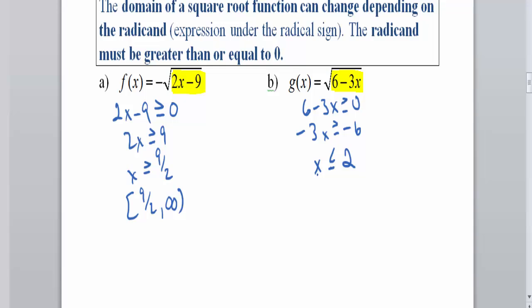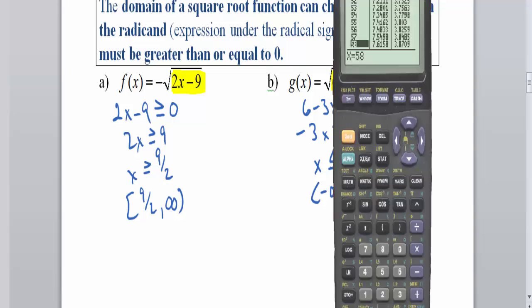So this is saying that the domain is everything less than or equal to 2, which means that the domain goes from negative infinity up to 2. Okay? So that would be your domain of those two radical functions.